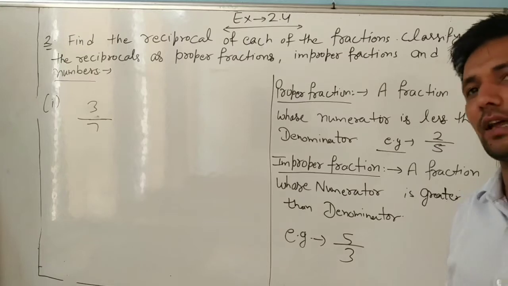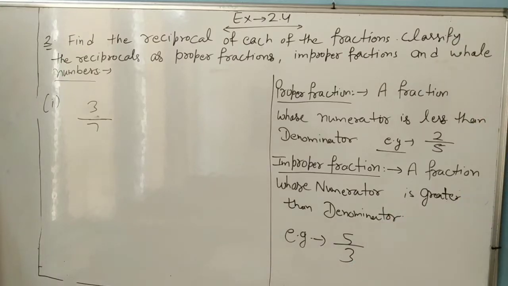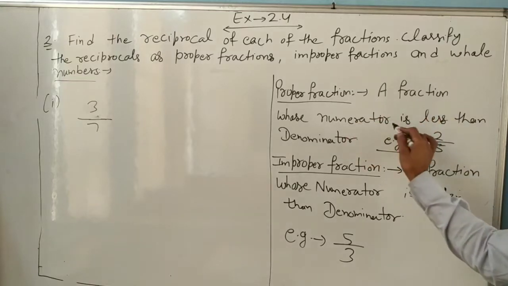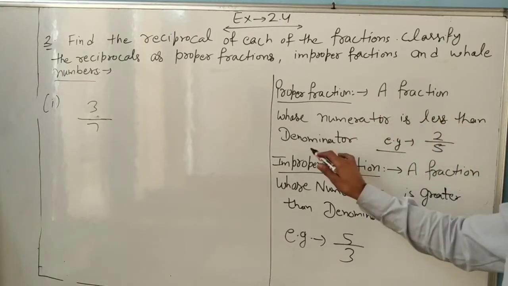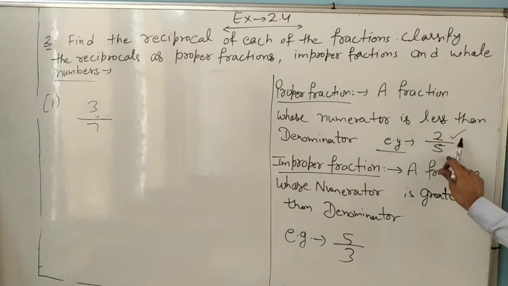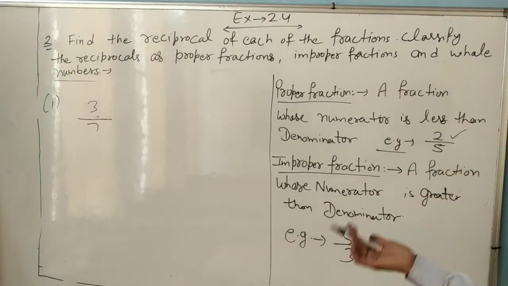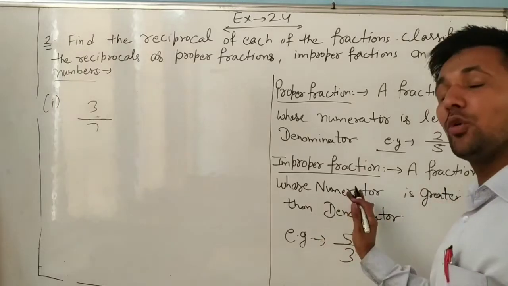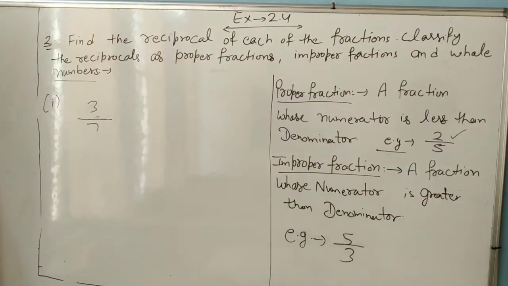Everyone knows, in 6th class we have already discussed what a proper fraction is. Proper fraction: a fraction whose numerator is less than the denominator, like 2 upon 5. And improper is the opposite: a fraction whose numerator is greater than the denominator.